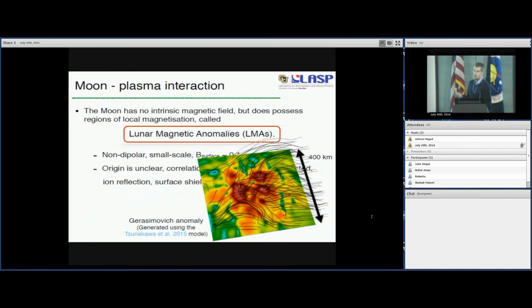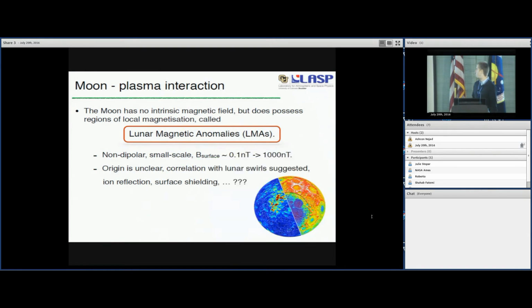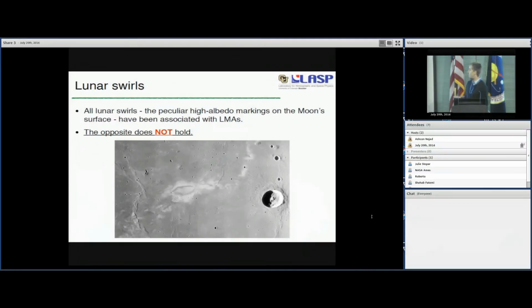A very small scale, like 400 kilometers across for a big region. Typically, they have a few hundreds nanotesla in strength. We don't really know where they're coming from yet. But maybe more important for today is there has been a correlation suggested with lunar swirls. As we all know, lunar swirls are these high albedo markings on the moon, and all of them, as far as I know, have been associated with LMAs. However, the opposite does not hold.